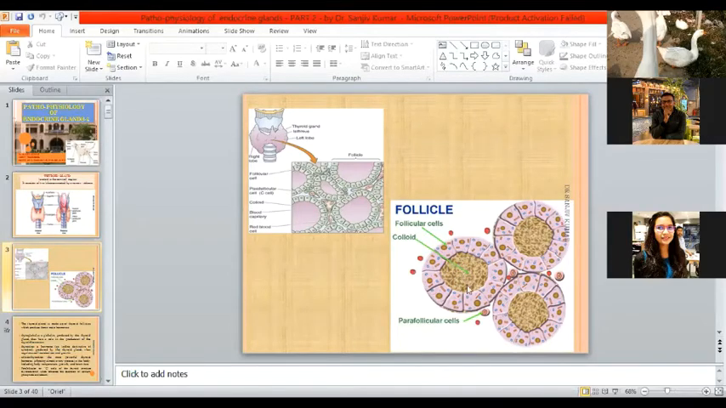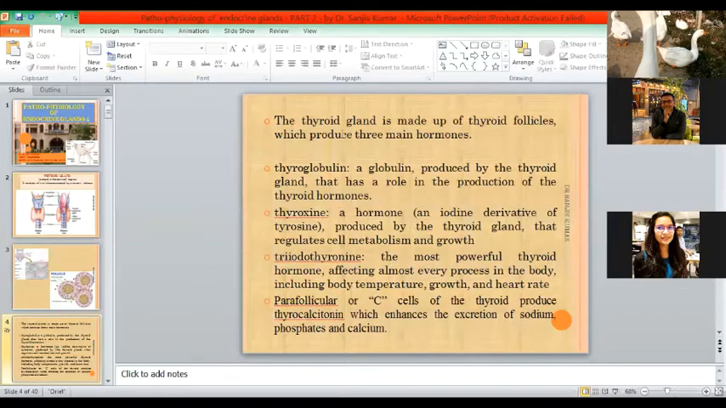In the lumen of the follicles, you can see this colloid, where the process of storage and synthesis of thyroxine hormones takes place. The two major hormones of the thyroid gland are tetraiodothyronine and triiodothyronine, called T4 and T3. And another third hormone is secreted from the parafollicular cells, that is called thyrocalcitonin. So there are three major hormones related to the thyroid gland. So the thyroid gland is made of thyroid follicles.